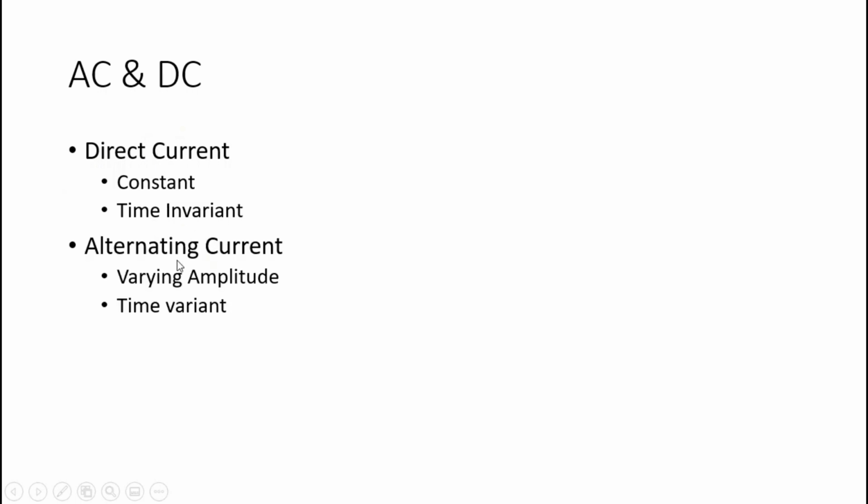Alternating current has a varying amplitude with respect to time, so its amplitude changes with respect to time, so it depends on time, so it's a time variant current. And now the most important thing to define alternating current is this name, alternating. The word alternating is derived from the word alternate. Alternate means occurs in turns.